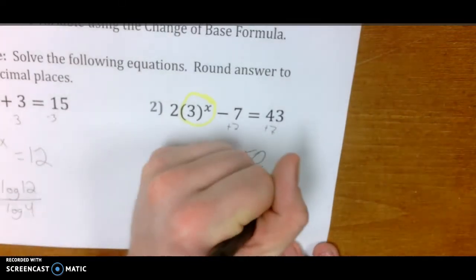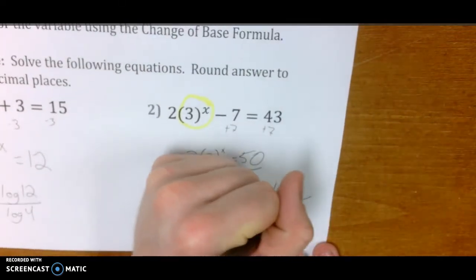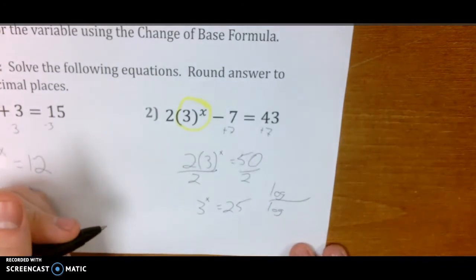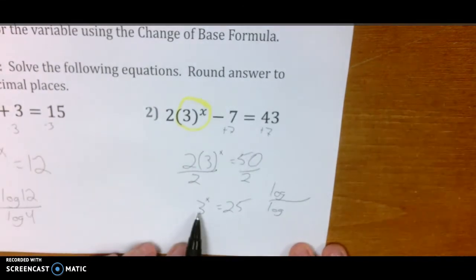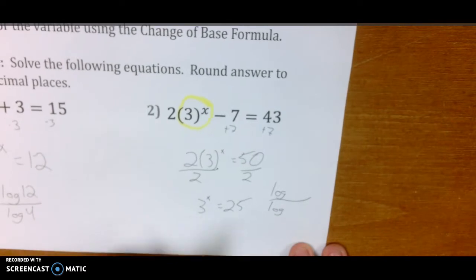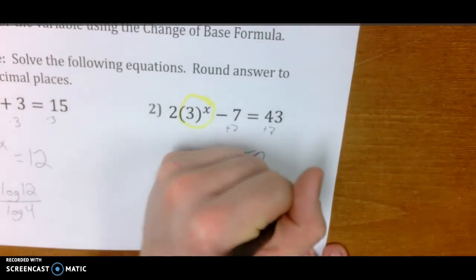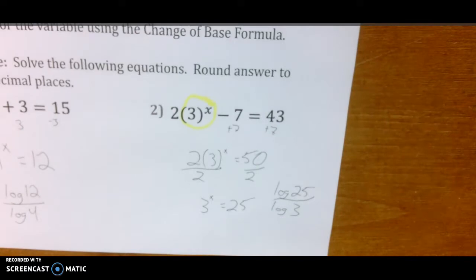We do a little change of base. Log something divided by log something. Well, I know that my base is always on the bottom. The base of this exponential here is 3, so base is on the bottom. Log 25 divided by log 3. And away we go.